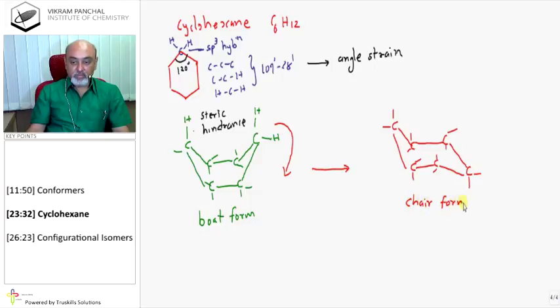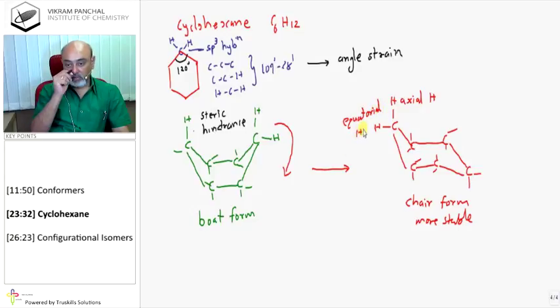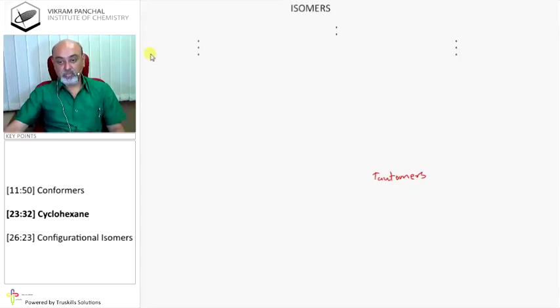The chair form is more stable than the boat form. One of these hydrogens which remains on the axis is known as axial hydrogen. And this hydrogen which is away from the axis is called equatorial hydrogen. So cyclohexane has 2 conformers, boat form and chair form, and the chair form is more stable than the boat form. So this is all about conformers.